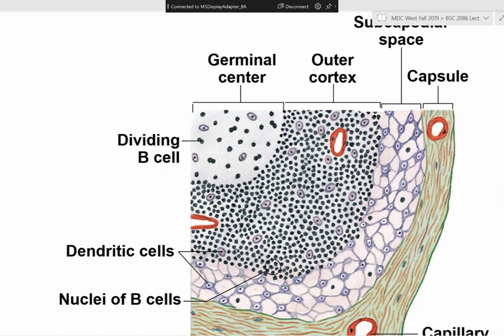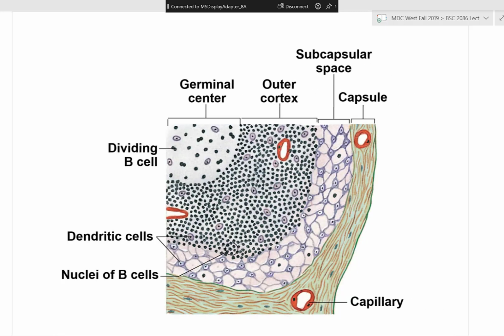So here are the different parts of the lymph nodes, right? You have the outer part, which is a capsule. Then you have a subcapsular space. You have your outer cortex, which is mainly made out of what type of cells? B cells, right? And then within the inner cortex, what do you have? Even though it's not shown here, T cells. And in the germinal centers, what do you have? The B cells and plasma cells.